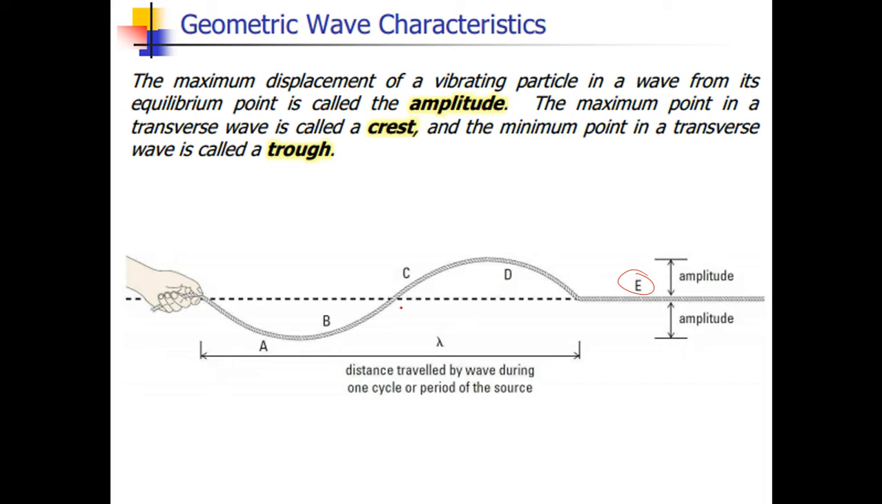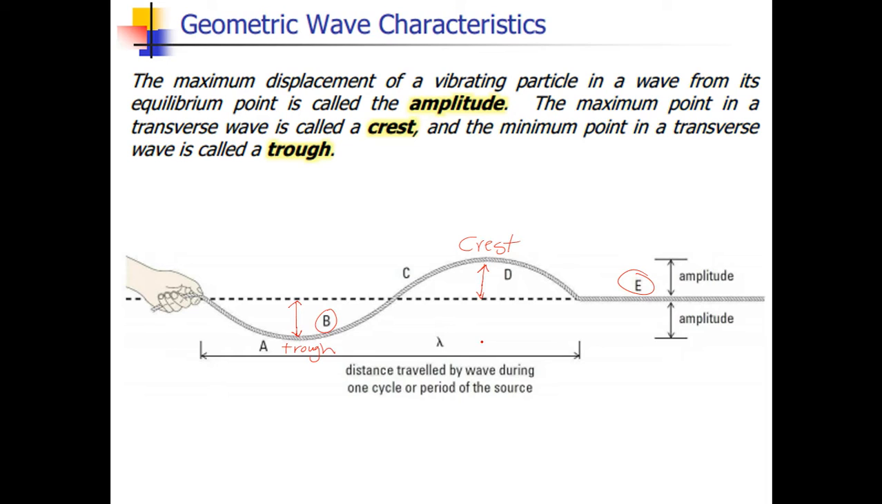Okay, so you can see that if we measured from here to here, B, that would be considered an amplitude. But if we also measured from here to here, that would also be considered an amplitude. Now, the max point in a transverse wave we call a crest, and the minimum point we call the trough.